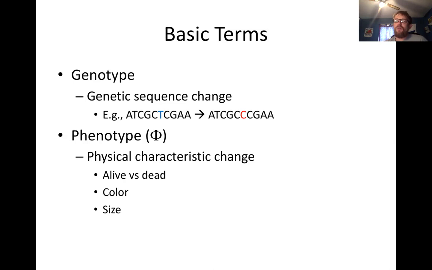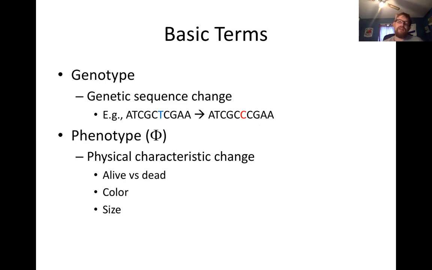So just a quick review, terminology-wise, just so we're on the same page. When we talk about a genotype, we're actually talking about the genetic sequence, the nucleotide sequence. When we talk about a change in genotype, here you can see that these are identical nucleotide sequences, and here you can see that we've changed a T and a C, a thymine and a cytosine. So we've changed those out. That's a change in genetic sequence, or a change in genotype.